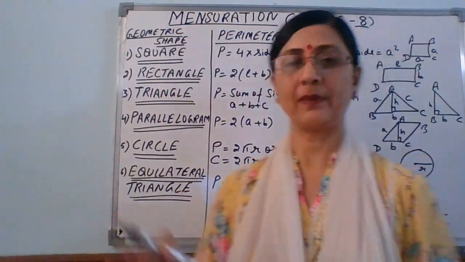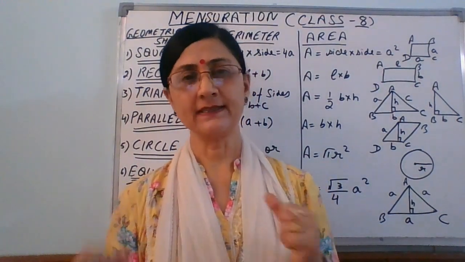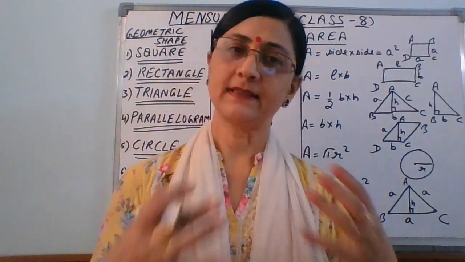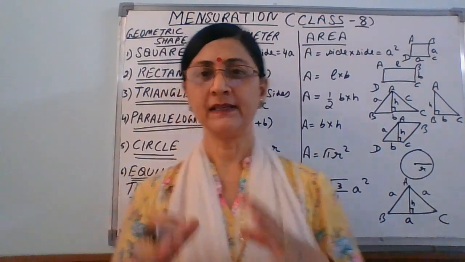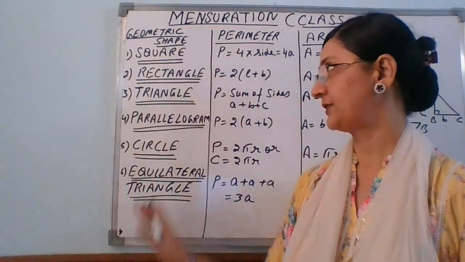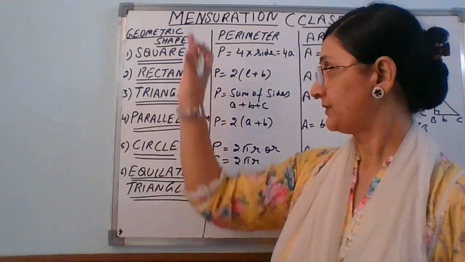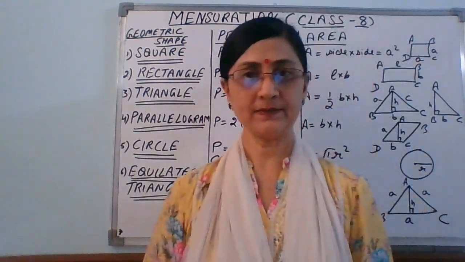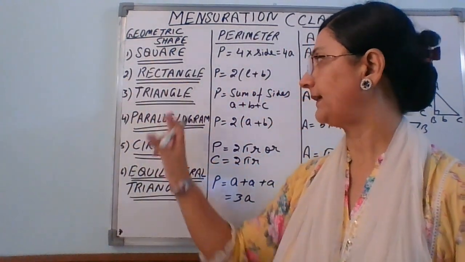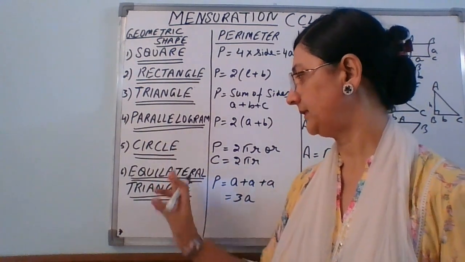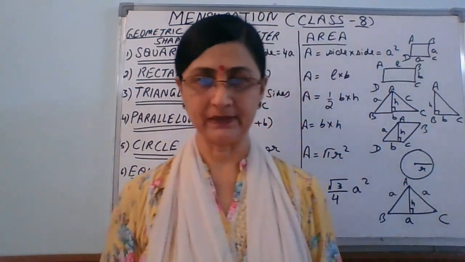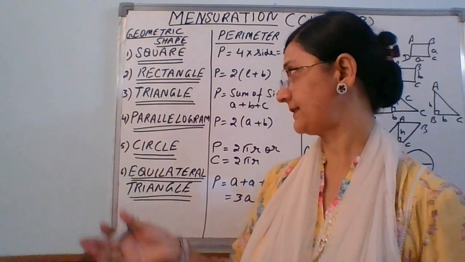So there are different geometric shapes. In NCERT, for the first exercise, some formulas are required, right? The formulas of these simple geometric shapes are required. These are the shapes: square, rectangle, triangle, parallelogram, circle, equilateral triangle. You might be familiar with these figures from your junior classes, right?